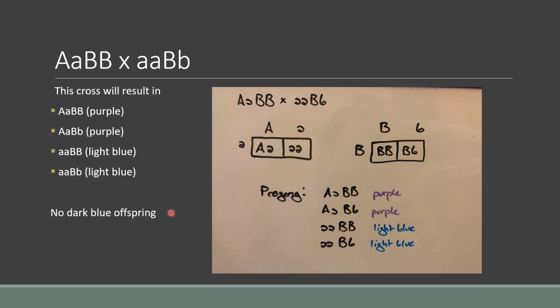So there will be no dark blue offspring at all because there is no B inhibitor, which would be a little b. So they have no way to stay in the dark blue phenotype.